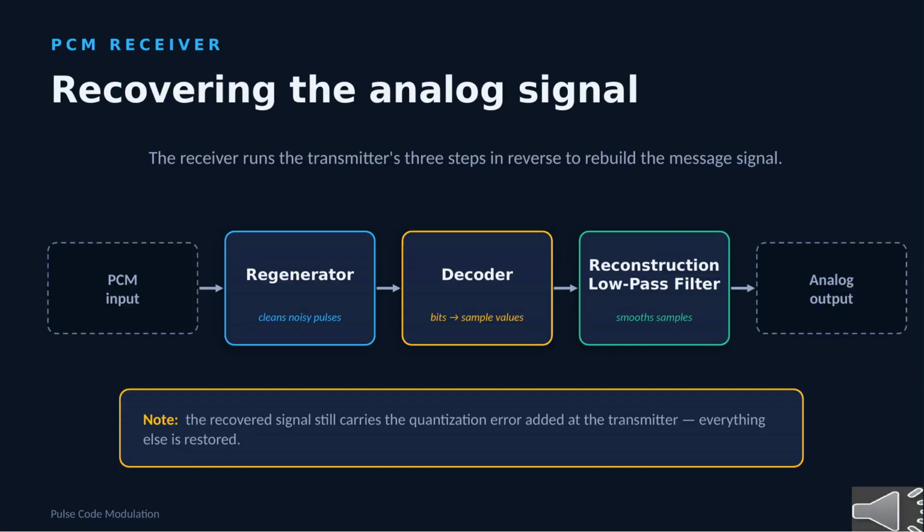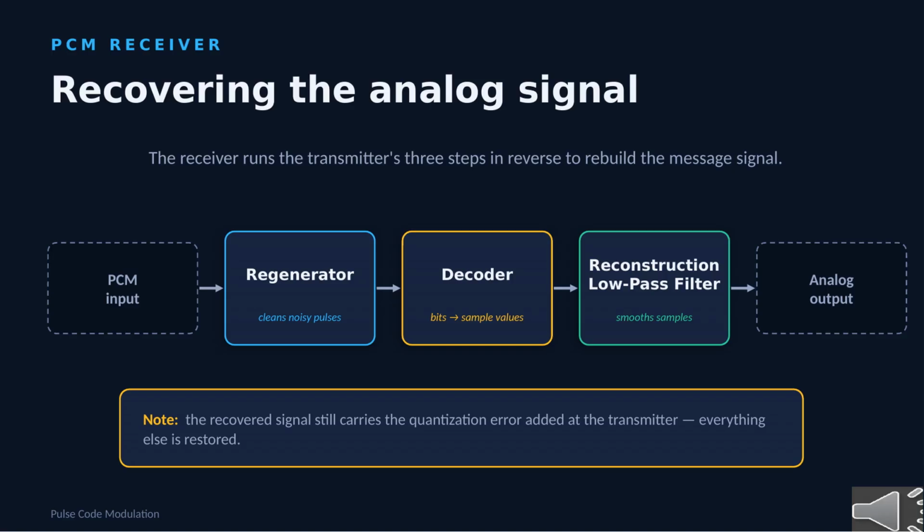In order to recover the analog signal, we have the PCM receiver, where we simply reverse the whole process. The incoming PCM bit stream is first passed through a regenerator, which cleans up the noisy pulses and restores sharp, clean ones. This regeneration ability is one of the biggest advantages of PCM. Next, the decoder converts the binary code words back into quantized sample values. Finally, a reconstruction low-pass filter smooths these samples and gives back the analog signal.